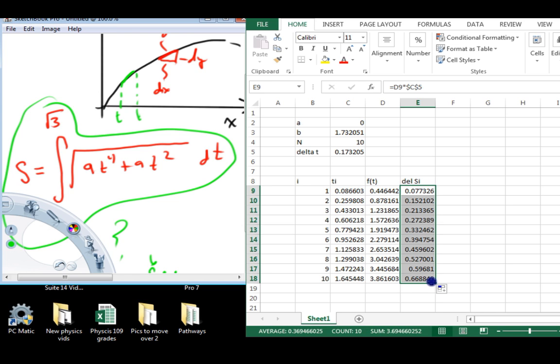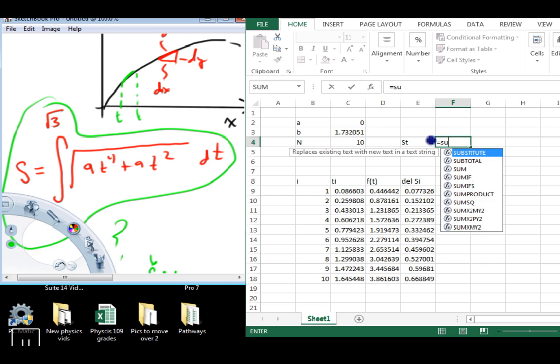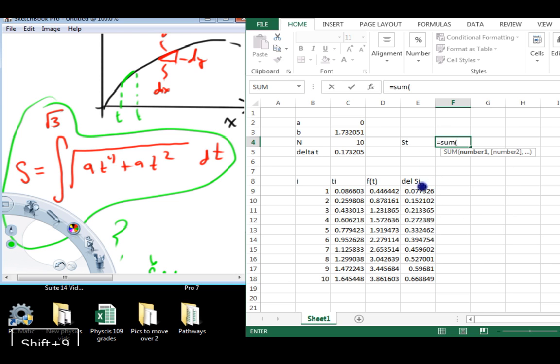Okay. And now what we want to do is sum those all up. So I'm going to go ahead and do this maybe off to the side. I'll do it right here. So our total value, I'm going to put S sub t here. T stands for total. Total arc length is equal to the sum of all of these products, 3.7.